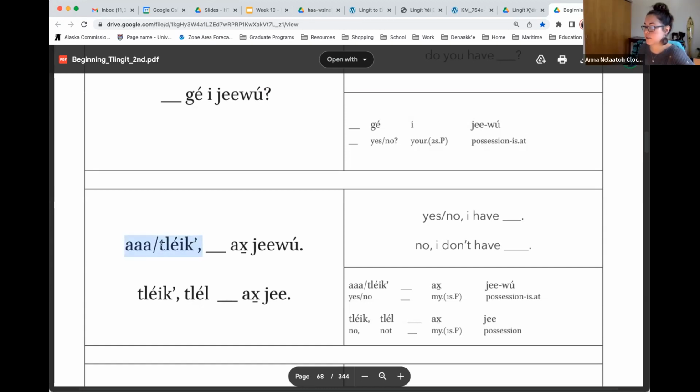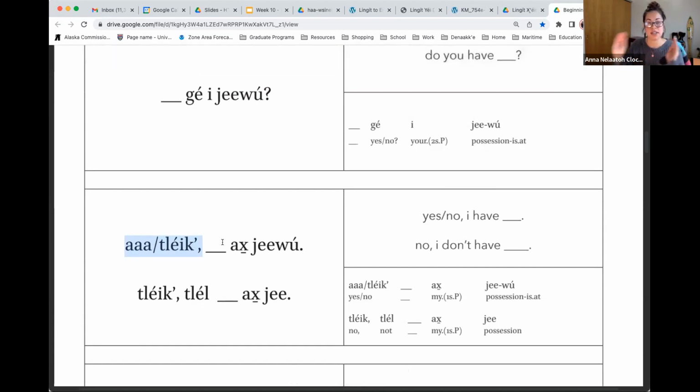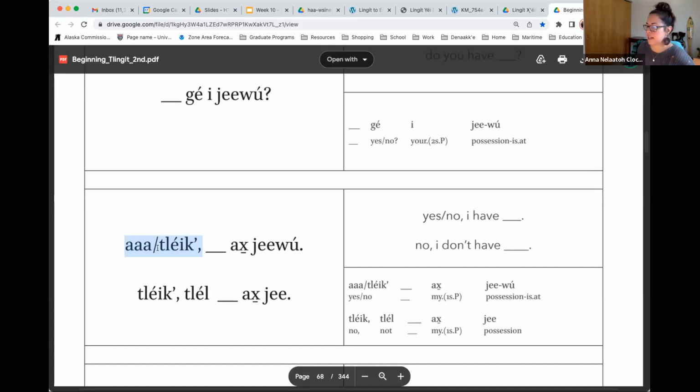Oh, I see what this means. So with tlike, you answer positively what you do have, but it's something different from a khwasta. So now we'll do it where instead of a khwasta, you have an anqueyi. This time, repeat after me. Tlike anqueyi jeewú. Anqueyi jeewú.